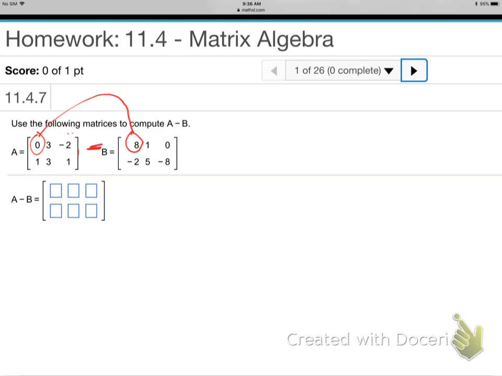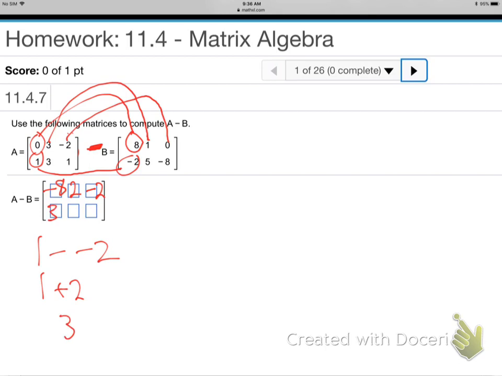So 0 take away 8 is negative 8. Just go entry by entry. And 3 take away 1 is 2. Negative 2 take away 0 is negative 2. So they just go entry by entry. 1 take away, careful, take away negative 2. What's that? 1 take away negative 2 is like that. So that's going to be 1 plus 2. It's going to be 3 right here, isn't it?